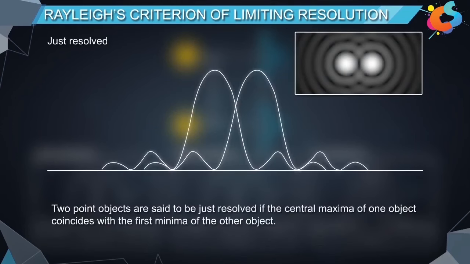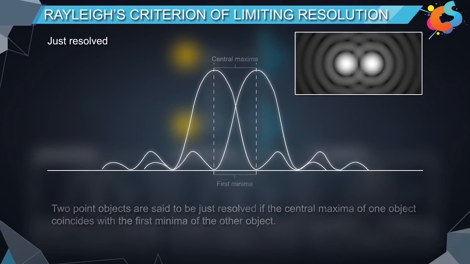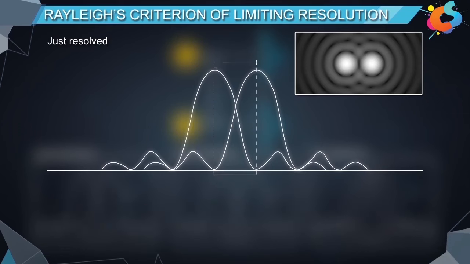According to Rayleigh's criterion, first criteria, two point objects are said to be just resolved if the central maxima of one object coincides with the first minima of the other object. In this condition, the distance between the central maxima of these objects, y, will be equal to the distance between the central maxima and its first minima, x. Therefore, if y is equal to x, the points are said to be just resolved.